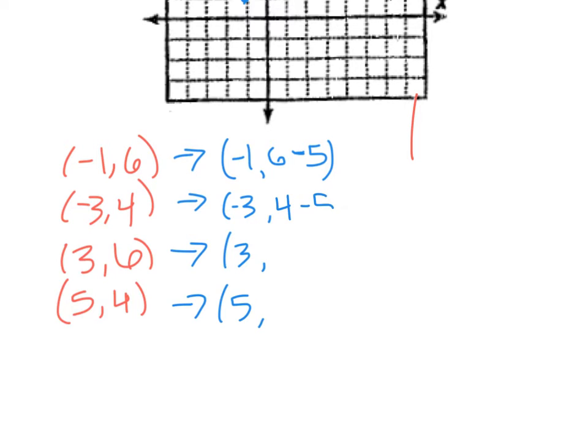We're going to take away 5. We're going to have 6. We're going to take away 5. We're going to have 4, and we're going to take away 5. Those are the work ordered pairs. Show me where you end up.